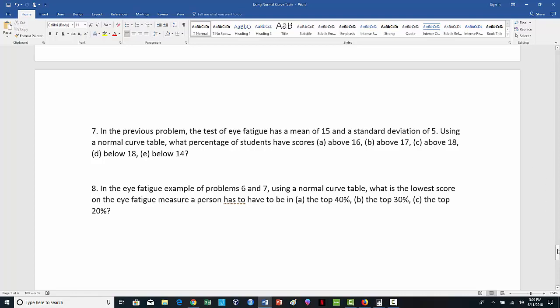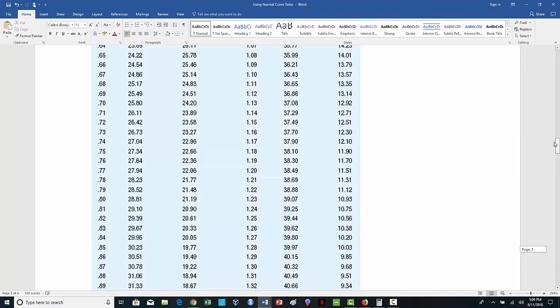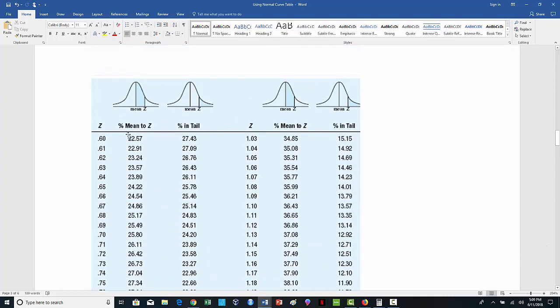Part C is asking the same sort of thing. It's just asking about a 0.6. So think about where we're going to look: a z-score of 0.6. It's the exact same sort of situation. What percentage is above it? So if this is our z-score of 0.6, it's asking about the percent in the tail, 27.43%.